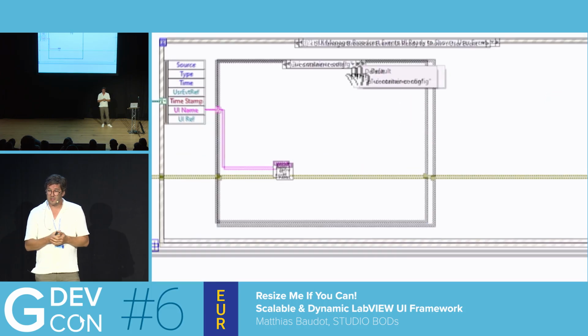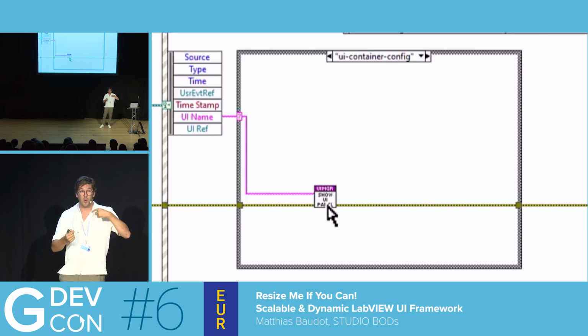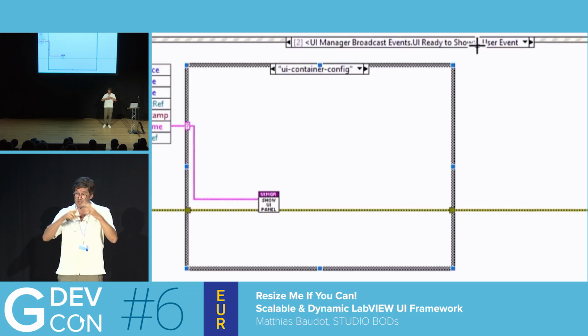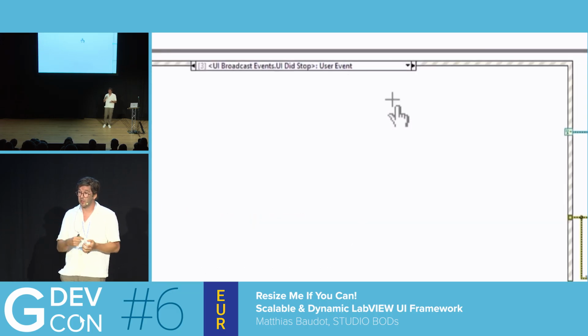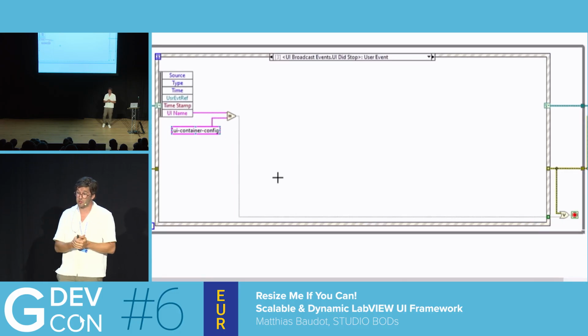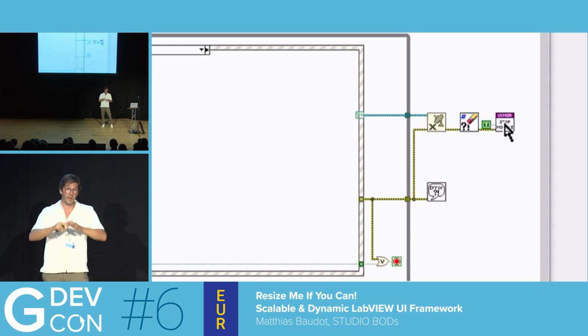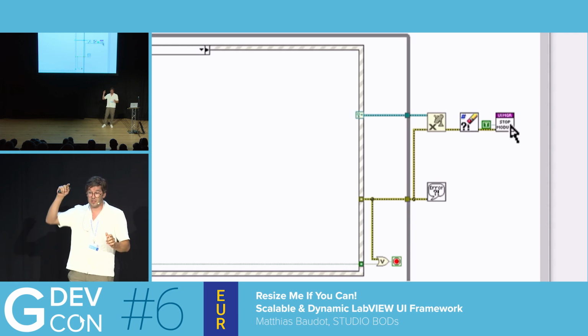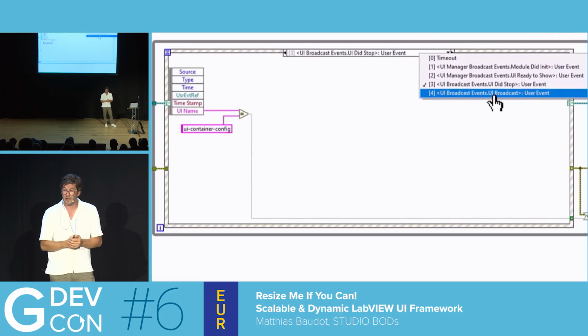Now I listen to the UI manager broadcast event, UI ready to show. If the name of the UI that is ready to show, meaning it's been initialized and events are ready to be fired, is UI container config, I call the show UI panel because it's ready to show. When I receive UI did stop, if this is my main UI, the UI container config, that did stop because I clicked on the red X, I stop my application and stop the UI manager module.